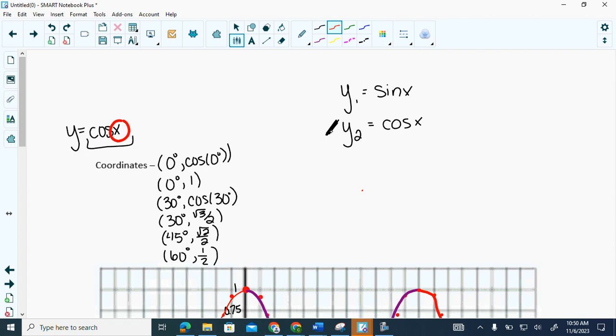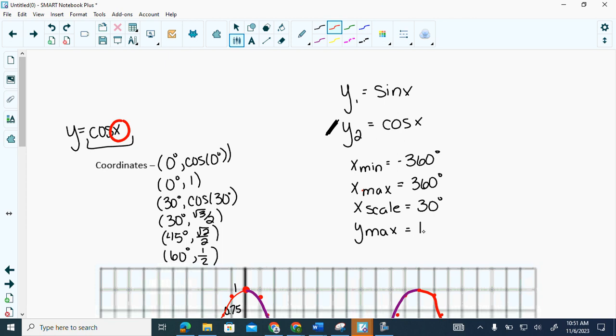Degrees are often easier. And then you go to your window, and your x minimum, I would make negative 360. My x max, I would make 360. And then I would make my x scale be 30 degrees, because that's what I made these all be. What should my y max be? We can make it be 1. Do we want to make it a little higher so that we can actually see the maximum? Yeah, so I'd go 1.5. I should do min first, sorry. Y min is negative 1.5. Y max 1.5. Y scale 0.25.